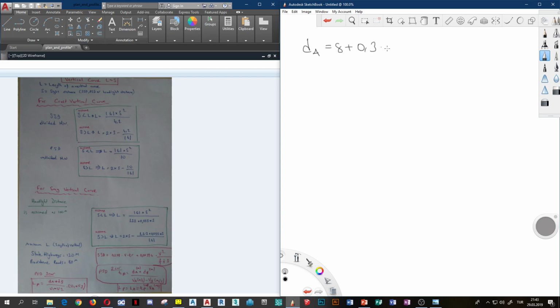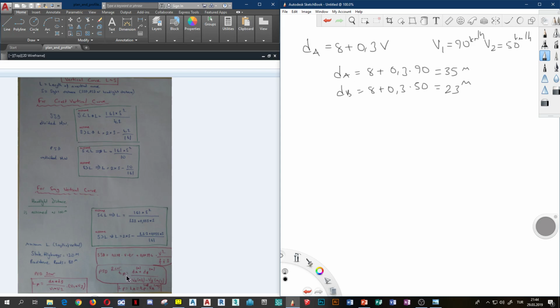dA equals velocity, the project speed in kilometers per hour, and the second car. What is dA? dA equals 8 plus 0.3 times 90, which is 35 meters, and dB equals 8 plus 0.3 times 50, I calculated with the calculator, equal to some meters.